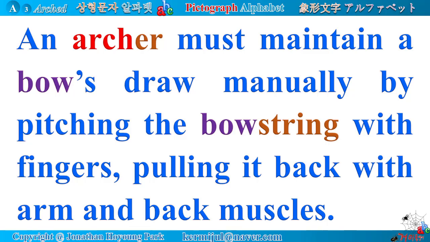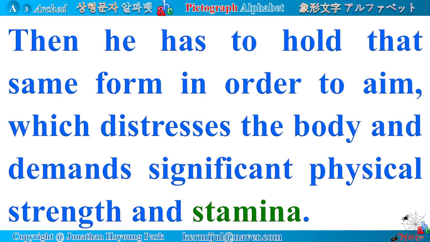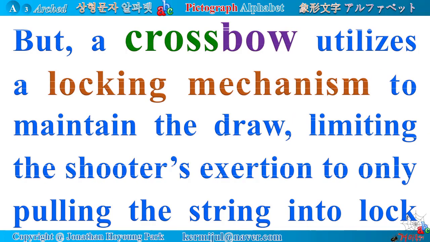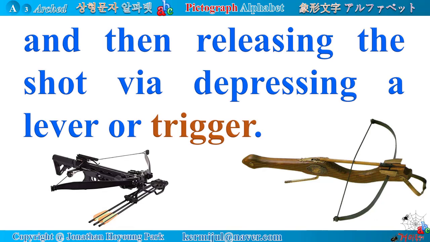An archer must maintain a bow's draw manually by pinching the bowstring with fingers, pulling it back with arm and back muscles. Then, he has to hold that same form in order to aim, which distresses the body and demands significant physical strength and stamina. But a crossbow utilizes a locking mechanism to maintain the draw, limiting the shooter's exertion to only pulling the string into lock, and then releasing the shot via depressing a lever or trigger.